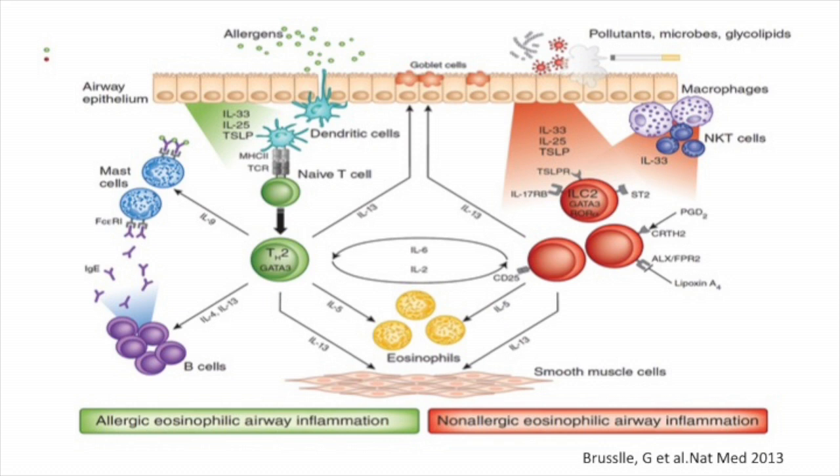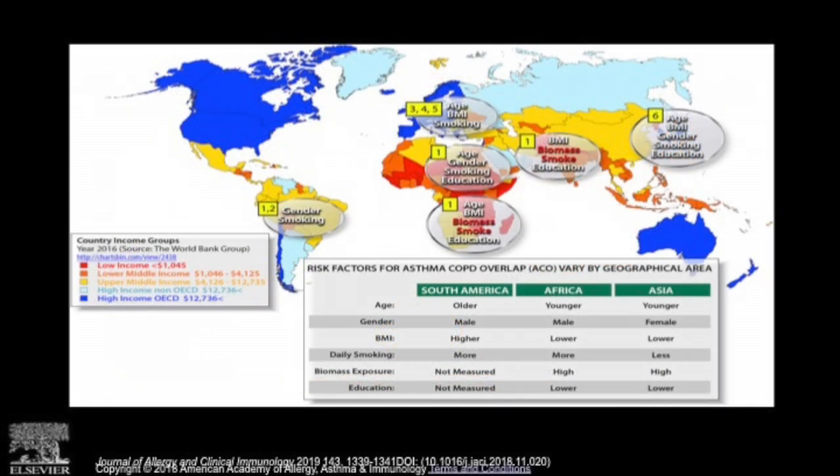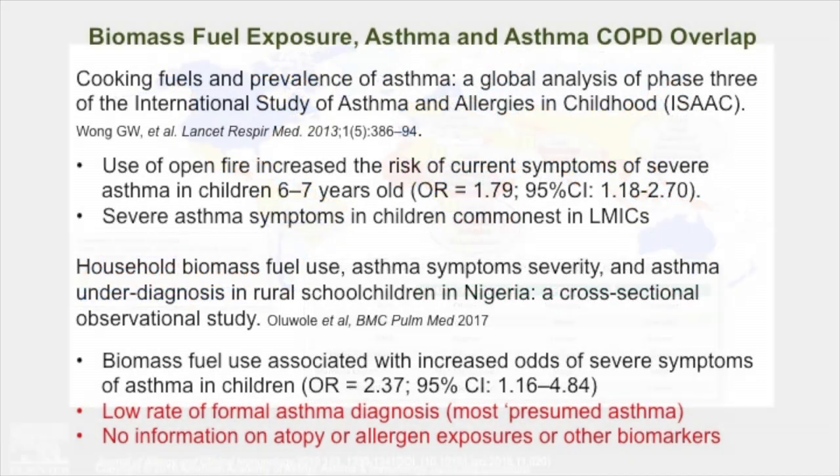Does that explain all that we're seeing in Africa? I think the answer is almost certainly no. You'll have experienced more of this than I have. Don't need me to tell you that biomass fuel exposure is a major concern in many parts of the world, in particular the African continent. And it's been highlighted in a number of different studies. So the ISAAC study showed that open fire use increased the risk of severe wheeze in children. A recent study from Nigeria shows that biomass fuel use was associated with severe symptoms of asthma in children.